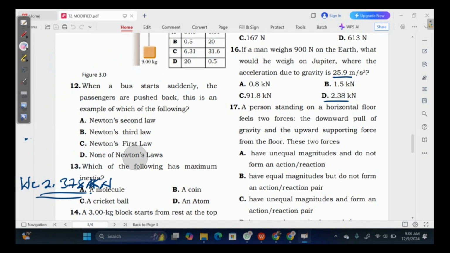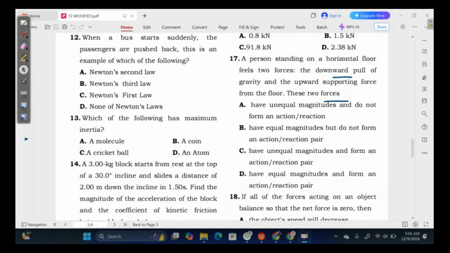We go to question 17, which is saying, and this one we talked about yesterday, a person standing on a horizontal floor feels two forces, the downward pull of gravity and the upward supporting force from the floor. So what is happening here is you have the normal force, and the downward force of gravity, which is the weight force. The upward supporting force is the normal force.